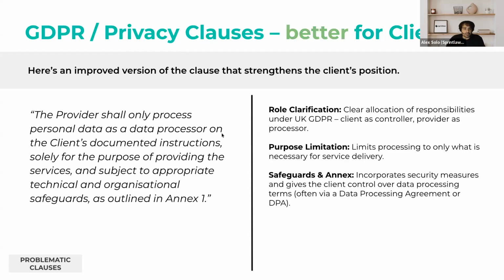A better version of the clause would be: the provider shall only process personal data as a data processor on the client's documented instructions. So you, the client, are the controller, and I'll only use this data in the way that you tell me to. And it will only be used for the purposes of providing services to you, and will have appropriate technical and organizational safeguards to protect your data as outlined in Annex 1 or Schedule 1. And that would often be a list of all of the great security requirements they have. So this is a much better GDPR clause.